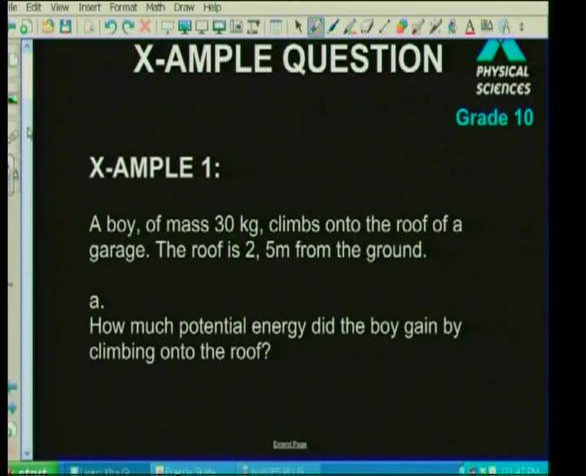A lot of this is revision from grade 9, so we're going to jump into an example. I've got an example here that says a boy of mass 30 kilograms climbs onto the roof of a garage.